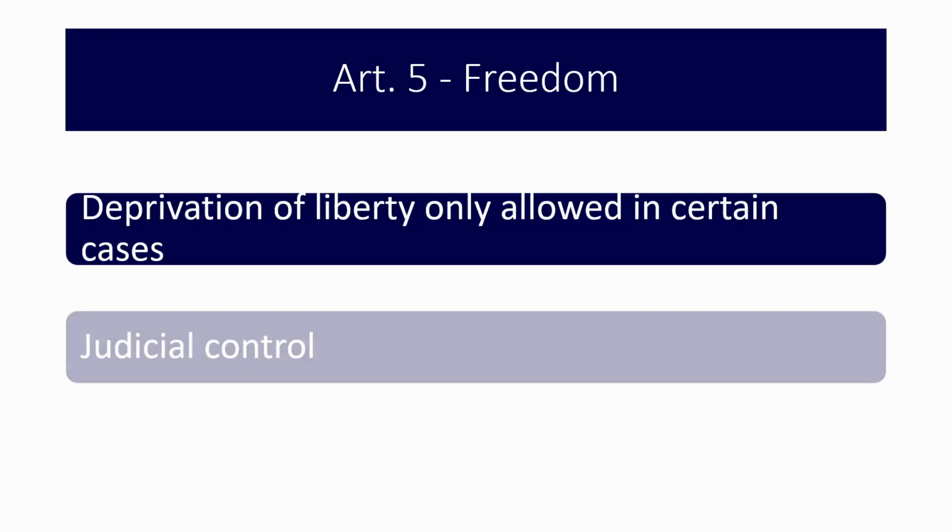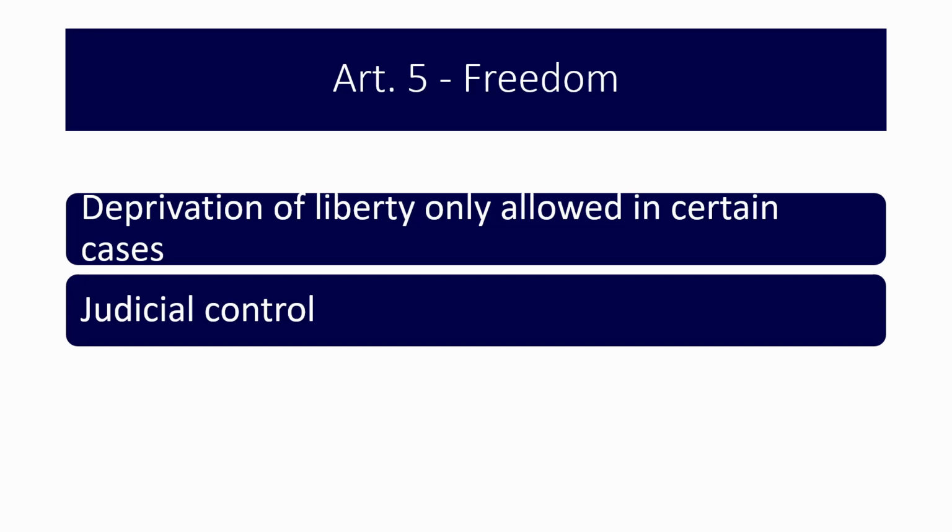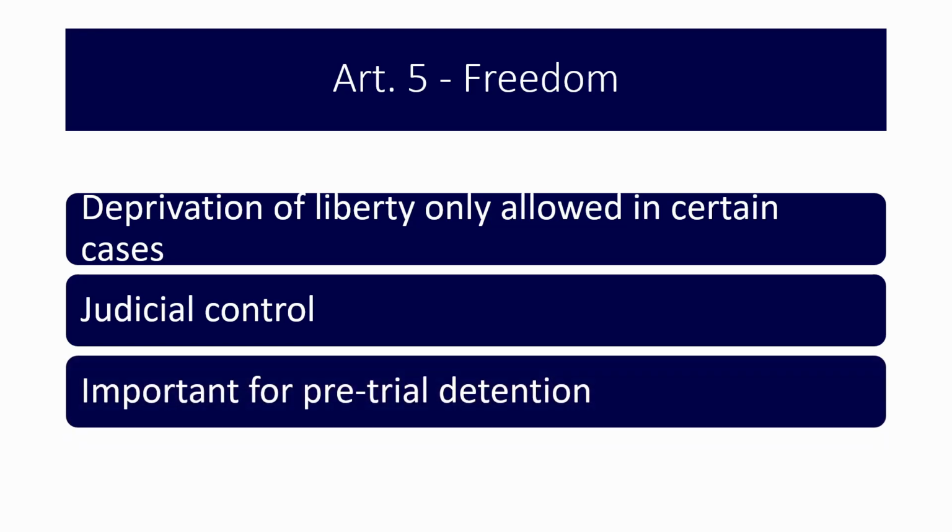Article 5 sets out the right to freedom and security. The article contains a catalogue of cases in which deprivation of liberty is permitted. The most important examples are prison sentences following a criminal conviction or pre-trial detention. Deprivations of liberty which do not fall under one of the exceptions set out in Article 5 ECHR are unlawful. It is an important element of Article 5 ECHR that the deprivations of liberty may be reviewed by a judge. There is a large body of jurisprudence in that regard, in particular pertaining to pre-trial detention.